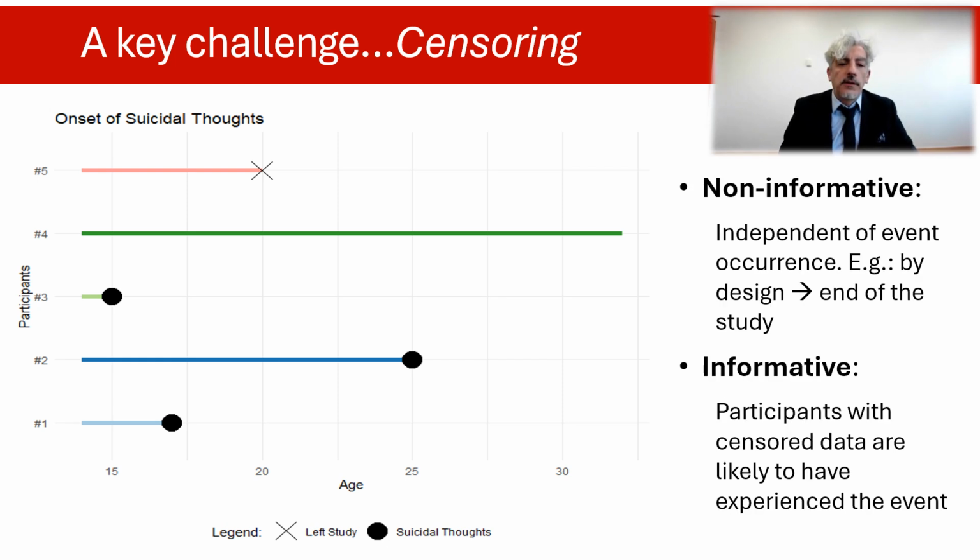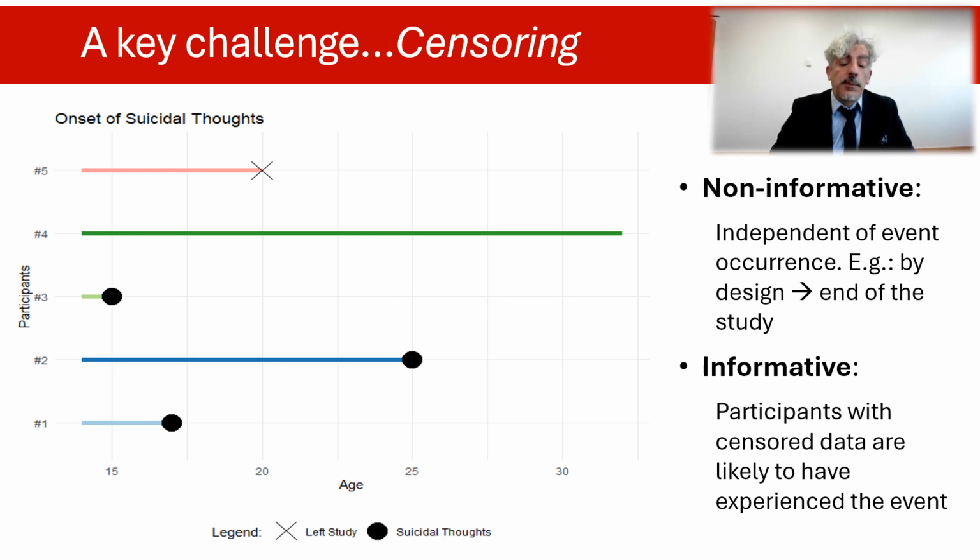And the problem with censoring is very similar to the problem of missing data in other types of analysis. In some instances, we can be confident that censoring is not linked to the target event occurrence. In these cases, we say the censoring is non-informative. It is basically independent from the target event taking place. For example, participant 4 here is censored by design since we finished the study at that point in time. The decision to end the study at age 32 is independent from the event we are interested in.